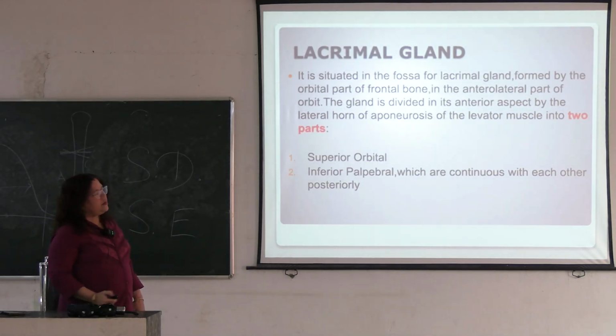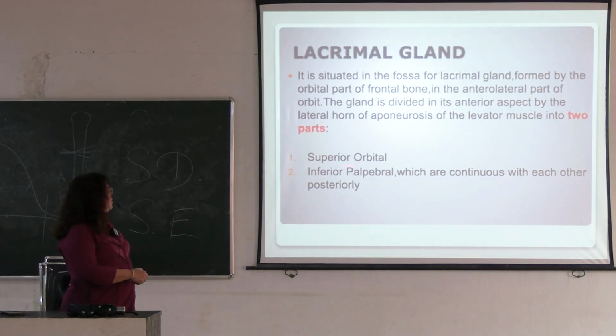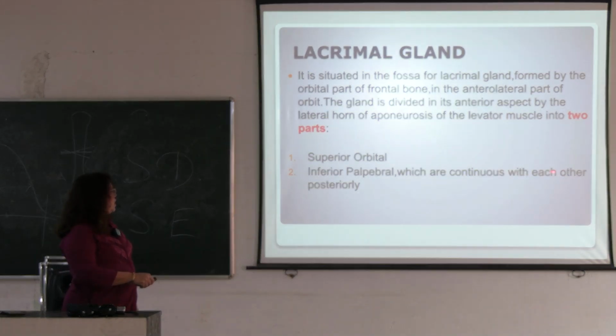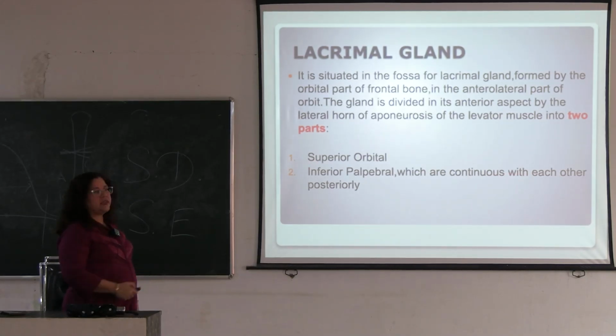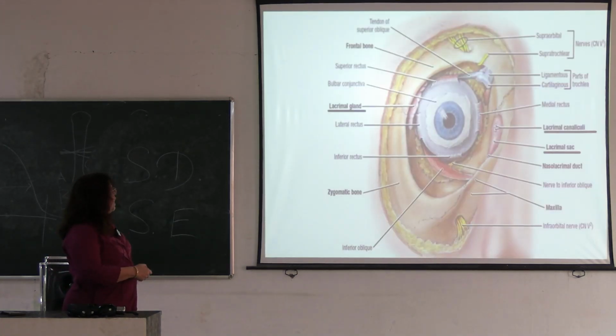Superior part is the superior orbital and the inferior palpebral part of the lacrimal gland, and this inferior part, its lower part is again posteriorly connected to each other. Okay, and this is the structure of the orbit. Here this is the lacrimal gland.